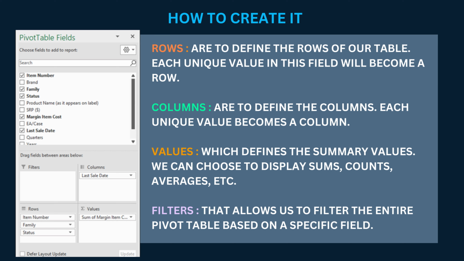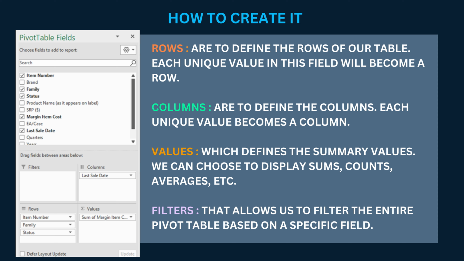Rows are to define the rows of our table. Each unique value in this field will become a row. Columns are to define the columns. Each unique value becomes a column. Next is values, which defines the summary values. We can choose to display sums, counts, averages, etc. Finally, filters, that allows us to filter the entire pivot table based on a specific field.